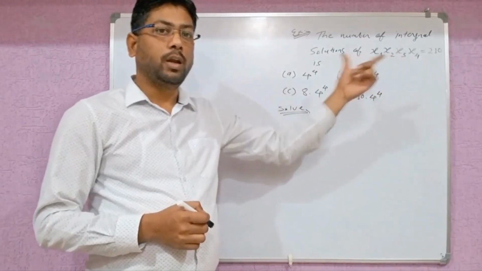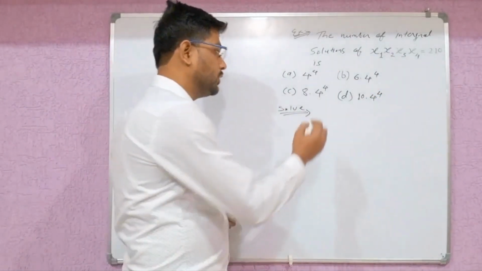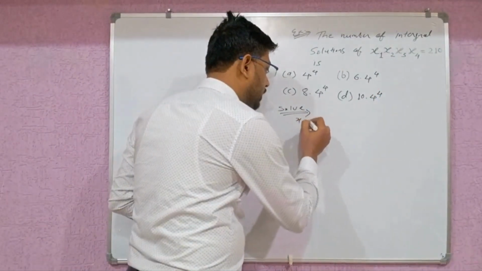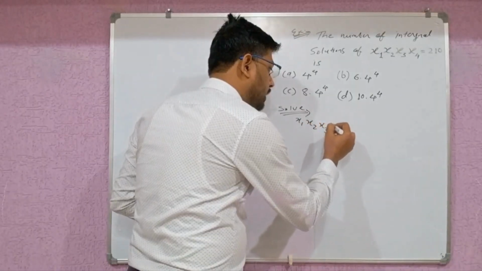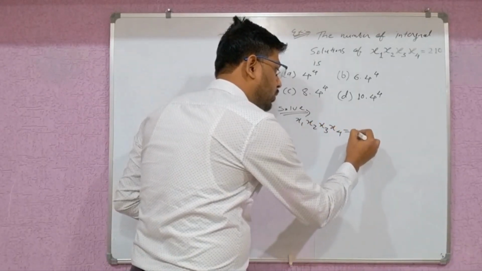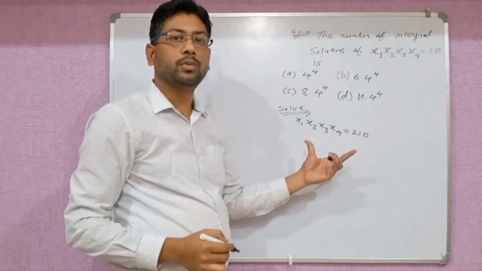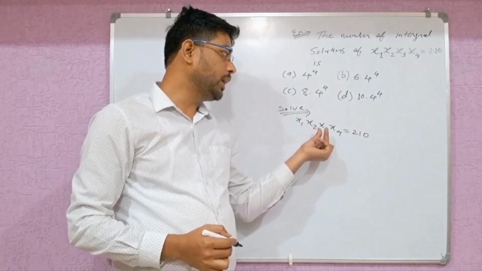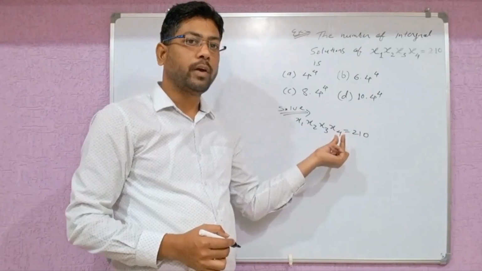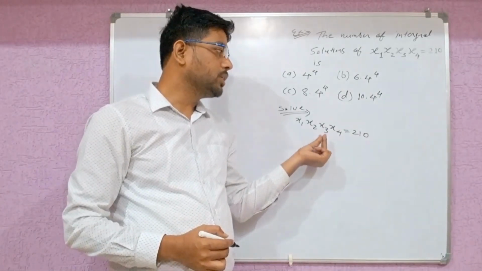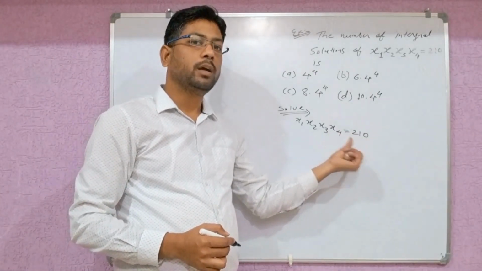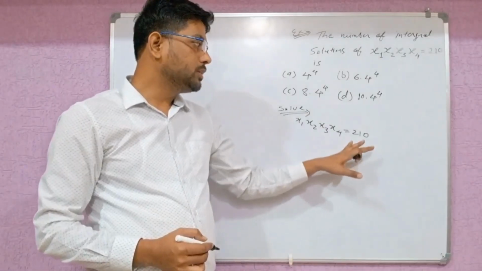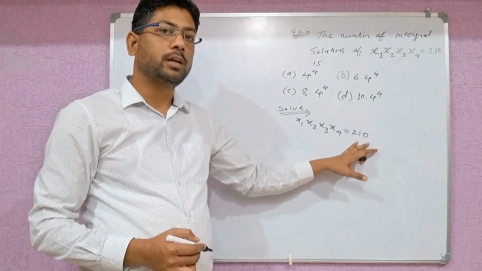Okay, so first of all, let's write this equation. This equation is x1 into x2 into x3 into x4 is equal to 210. This equation we have to solve. Means we have to find integer values of x1, x2, x3 and x4 such that the multiplication of all these four numbers is 210. In the right hand side there is 210.